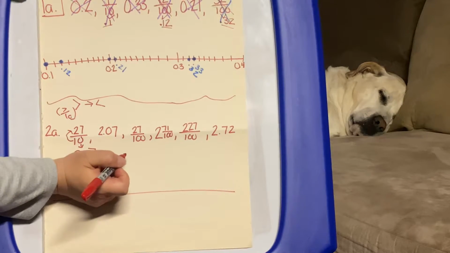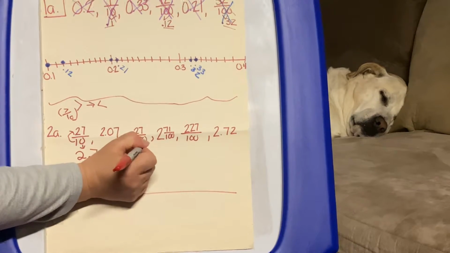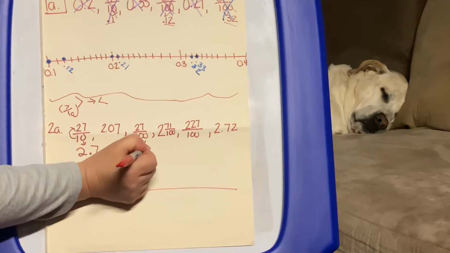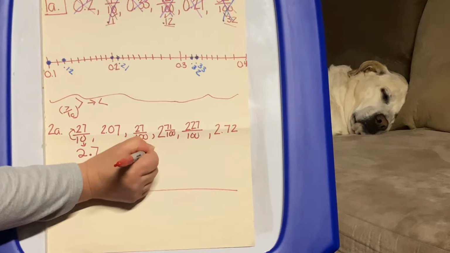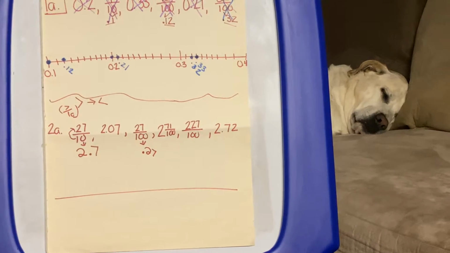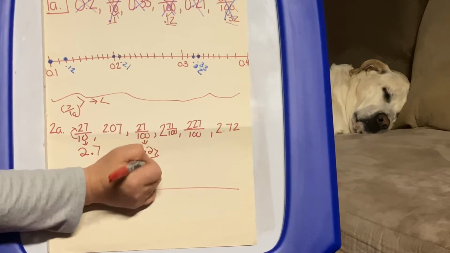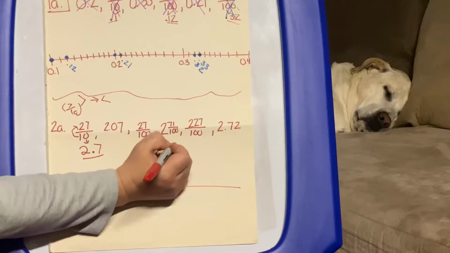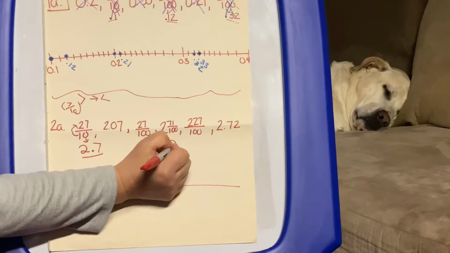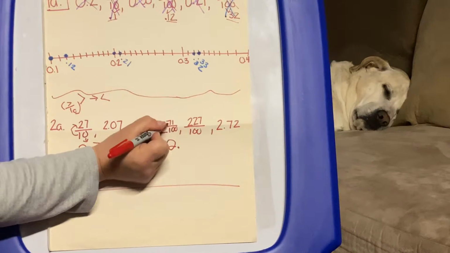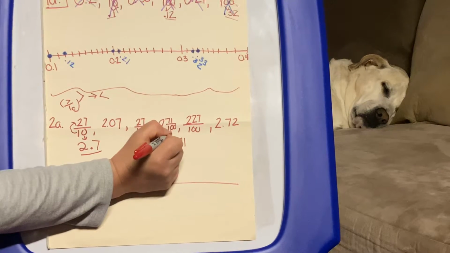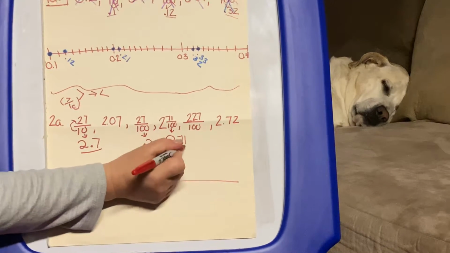27 over 100, I need to write as a decimal. There is no whole number. I see a 2-digit over a 3-digit, so it is just 0.27 there, guys. So here's that number. 2 and 71 over 100. 2 is my whole number. Decimal point, again, 71 is smaller than 100, so I know I can just write 2.71. So here's that one.